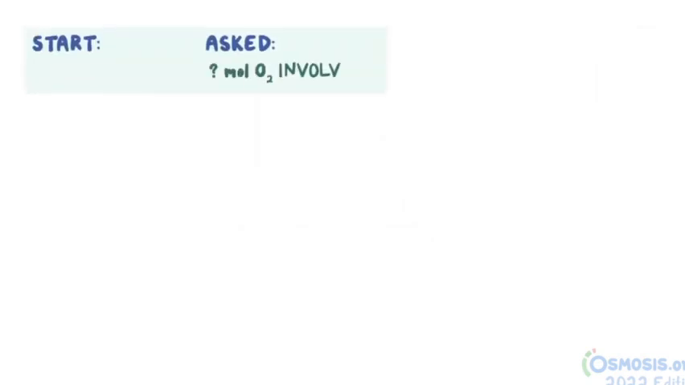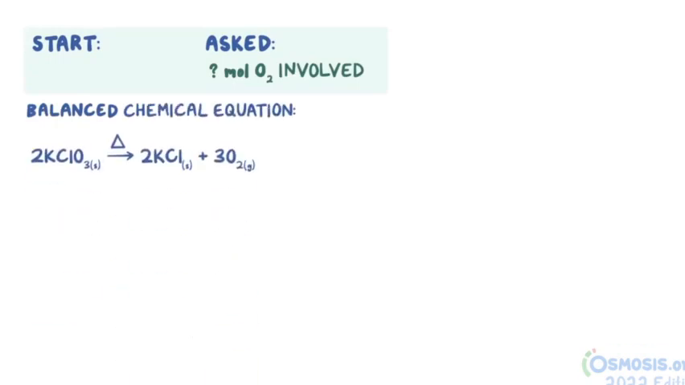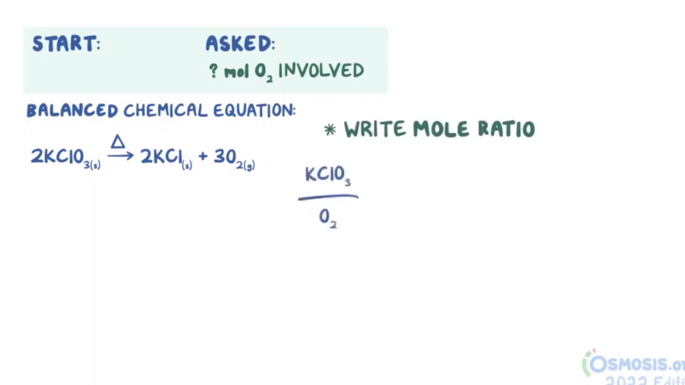To figure out the number of moles of oxygen gas involved in our reaction, we need to write the balanced chemical equation. So 2KClO3 reacts to form 2KCl plus 3O2. Looking at the balanced equation, we write down the mole ratio of potassium chlorate to oxygen. We write the coefficient of potassium chlorate, 2, in the numerator, and the coefficient of oxygen, 3, in the denominator. So KClO3 over O2 equals 2 over 3.